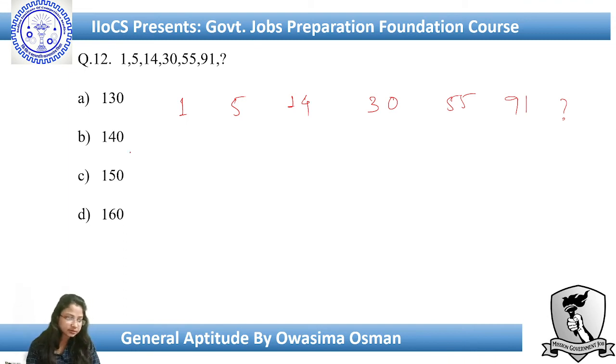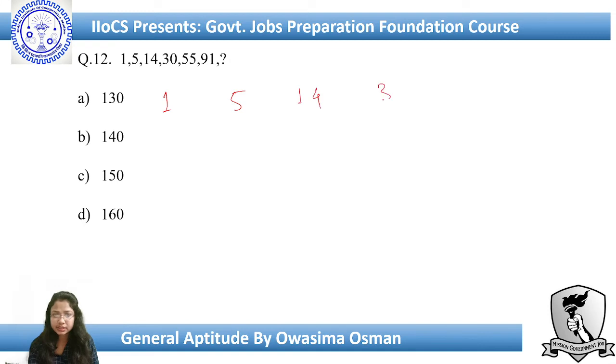So in this series, we can see that 5 equals 2 square plus 1, or 14 equals... or if we do it like that, that is 1, 5, 14, 30, 55, 91.